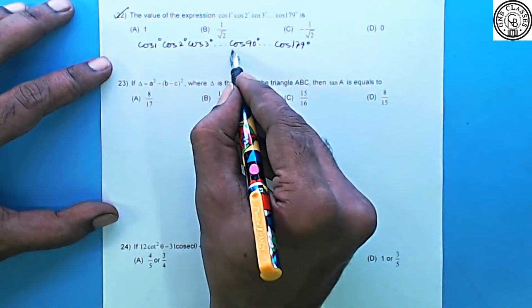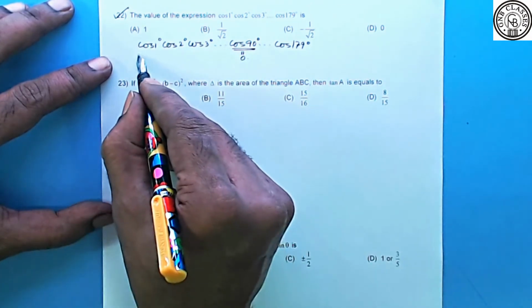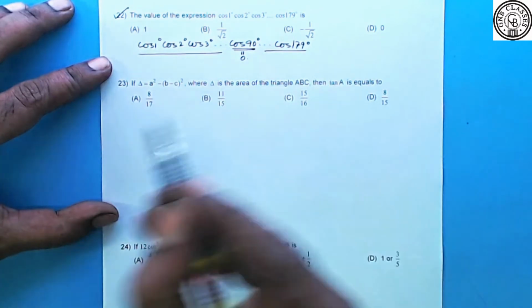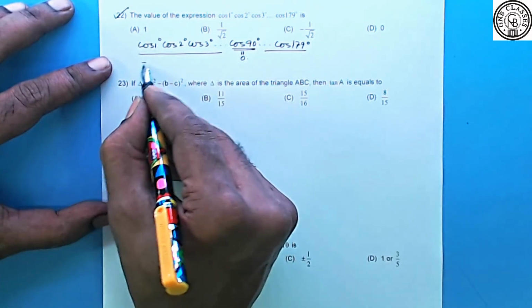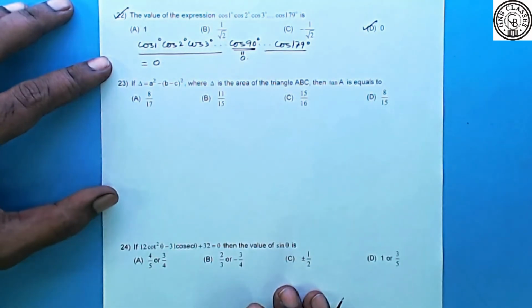Now we all know that the value of cos 90 degree is 0. So whatever may be the values of the other terms in this expression, it doesn't matter, the answer will always be 0. So option D is correct.